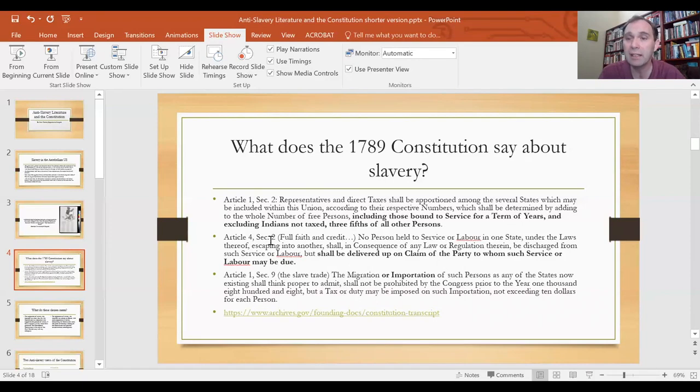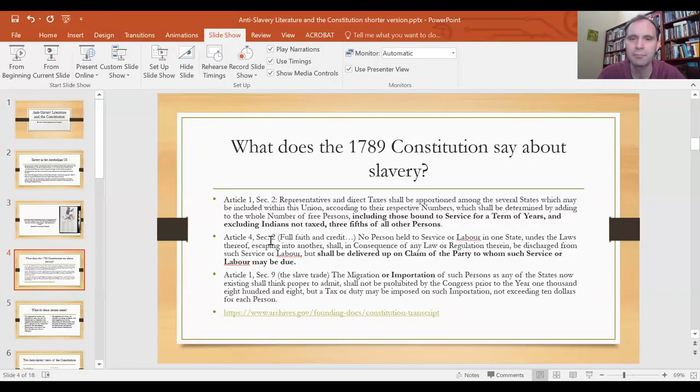And what it means is that if someone escapes from slavery in one state into another, the state into which the person has escaped is required to return that person. So again, it reinforces slavery and does so in a way that really eliminates the possibility of freedom for those who are enslaved.